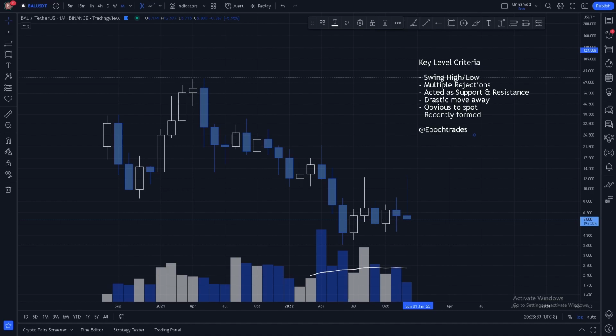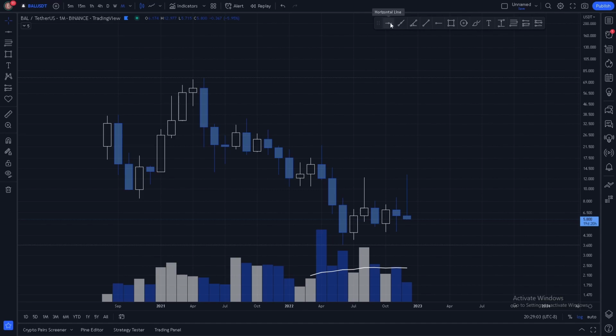Today we're going to be covering key levels on the monthly and weekly time frame for BAL. So, as always, our key level criteria: we look for swing highs and swing lows, multiple rejections, acted as support and resistance, drastic moves away, obvious to spot, and recently formed. So, let's go ahead and hop right in.